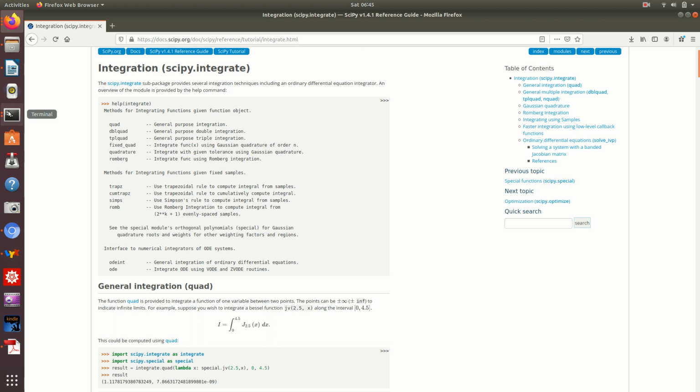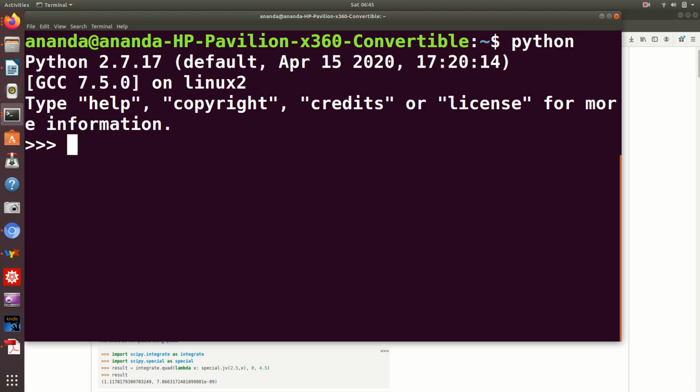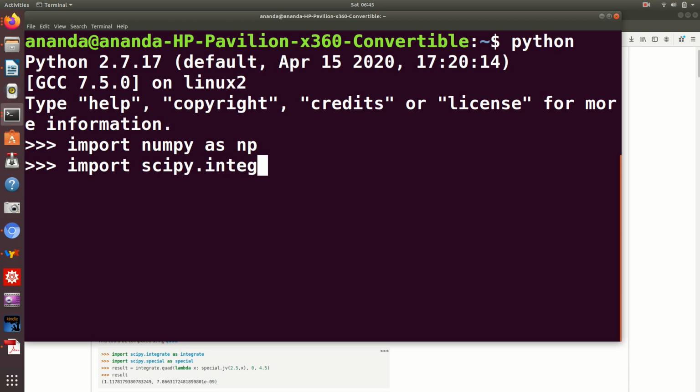So, to illustrate how this works, we start the Python interpreter, and as always, we start by invoking the standard mantra that we have. We don't even need the whole of the SciPy module for this lecture. We need to import the SciPy.integrate submodule, and I'm just going to import that as SI.